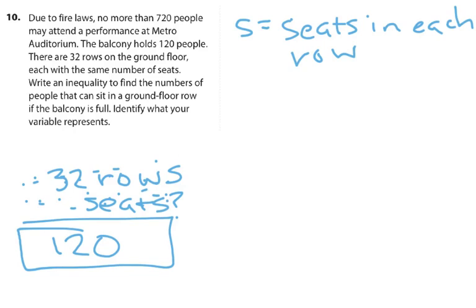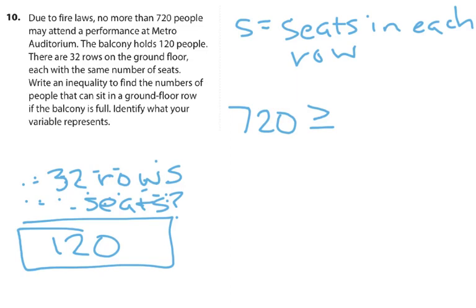It says, due to fire laws, no more than 720 people may attend a performance at the auditorium. So I know that 720 is my maximum amount. Can 720 be a part of it? Yes. And so this is the greatest amount that could be there.